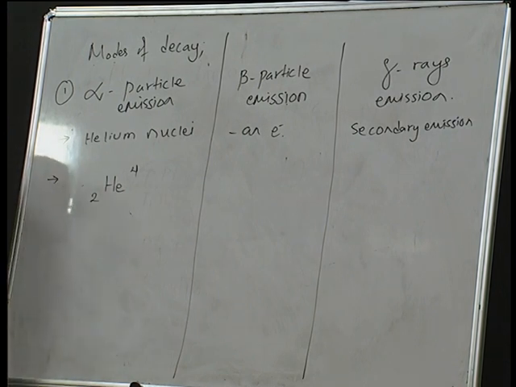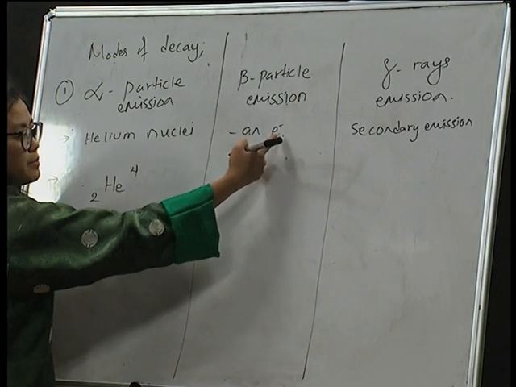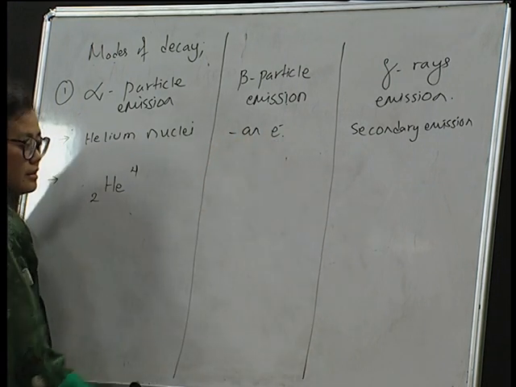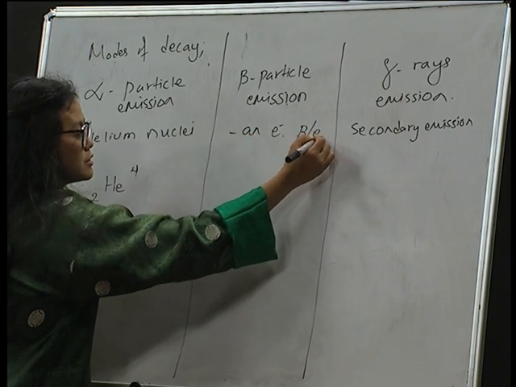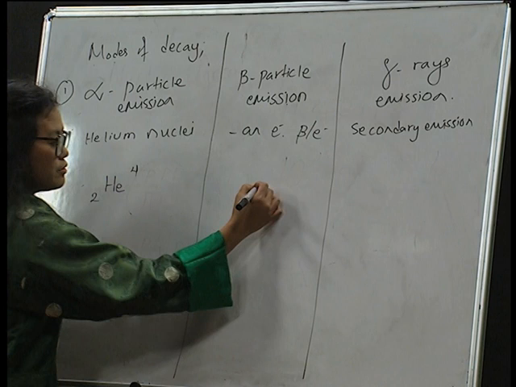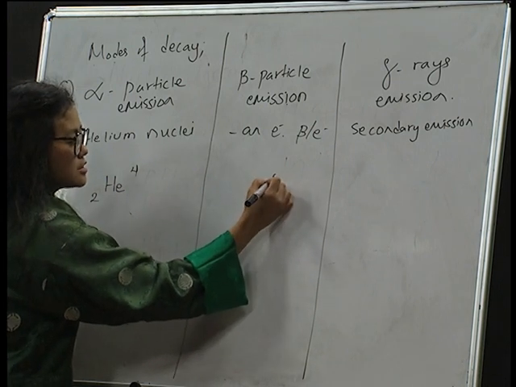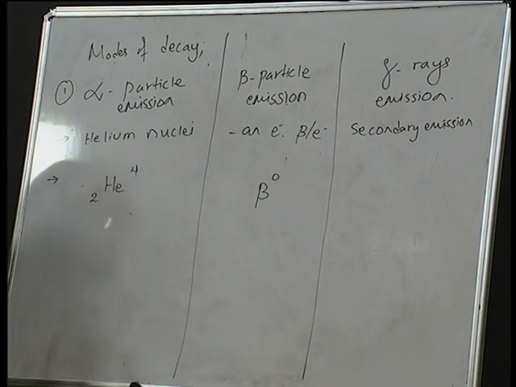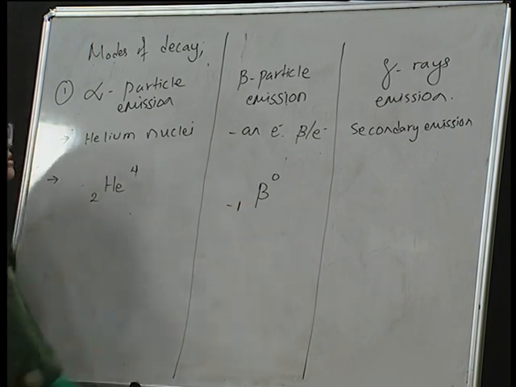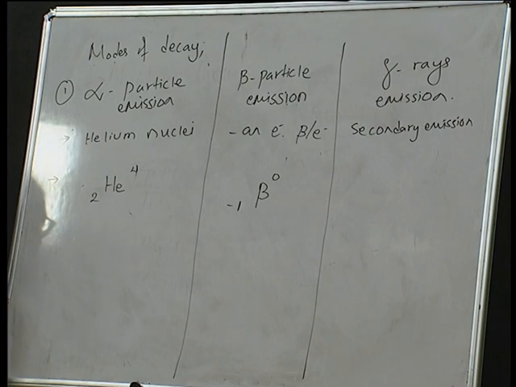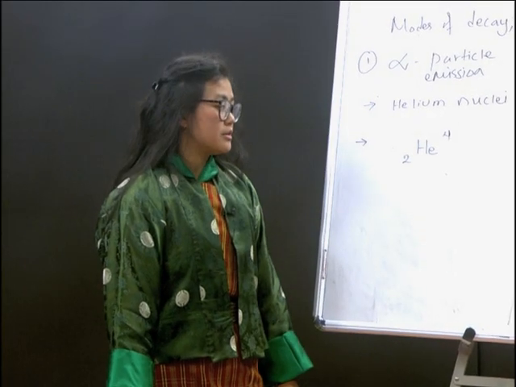Now, we will move on to beta particle. Beta particle is represented by beta or also represented by electron. The representation here has negligible mass. So, mass will be 0 and with the charge -1. So, this is the representation of beta particle.